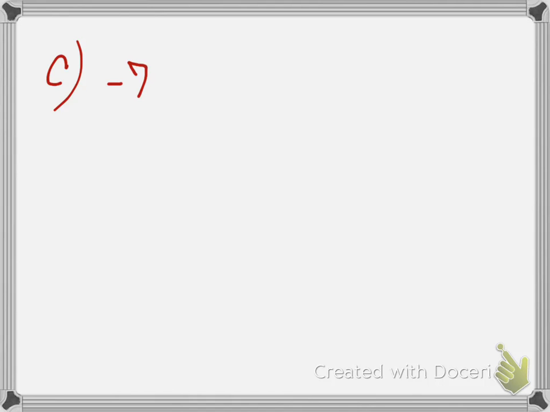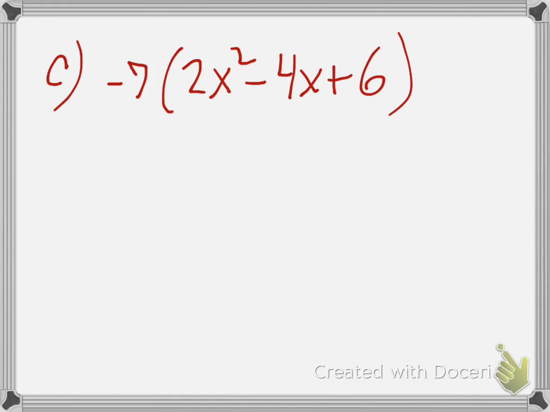C is negative 7 times 2x squared minus 4x plus 6. So we're dealing with a trinomial this time. It's the same idea no matter if it's a binomial or a trinomial. I still have this negative 7 that I have to distribute through. So I'm going to start skipping that middle step. I'm going to start multiplying these together and just writing it down. So negative 7 times 2x squared is negative 14x squared.